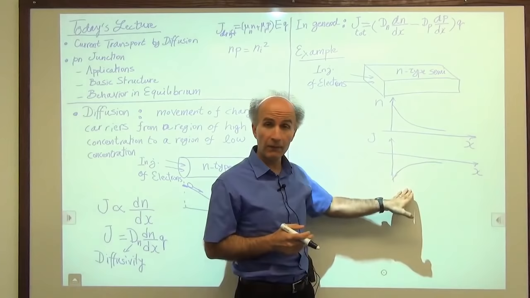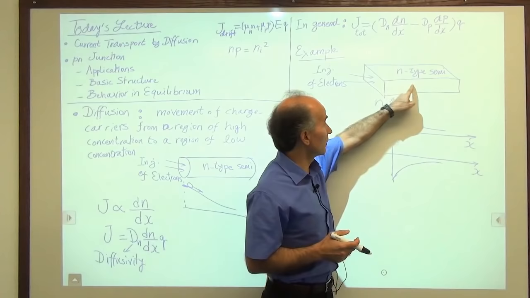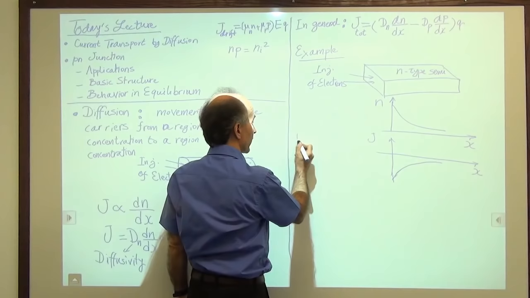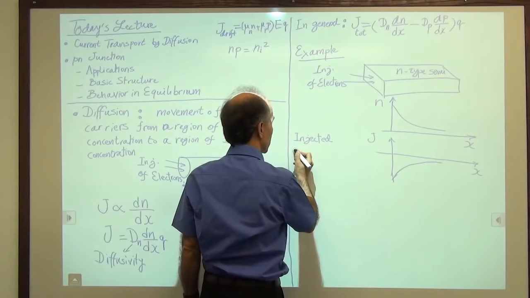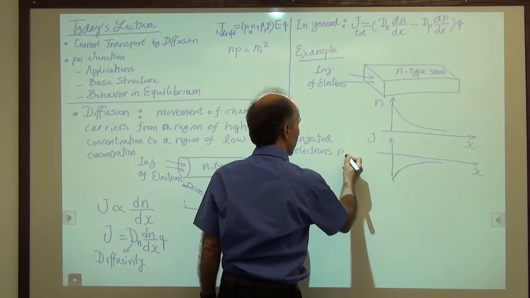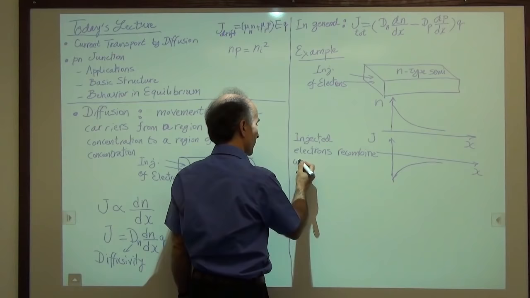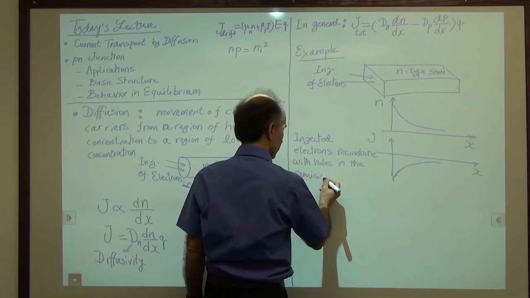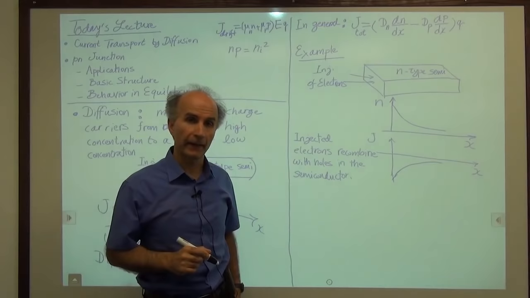So if we see this behavior, the only conclusion, the only possibility, is that the electrons must be combining with holes as they go this way. And that's why we have fewer electrons over here than over here. So for this behavior, we observe that injected electrons recombine, or you can just say combine, with holes in the semiconductor. And that's why the current decreases as we go farther in.